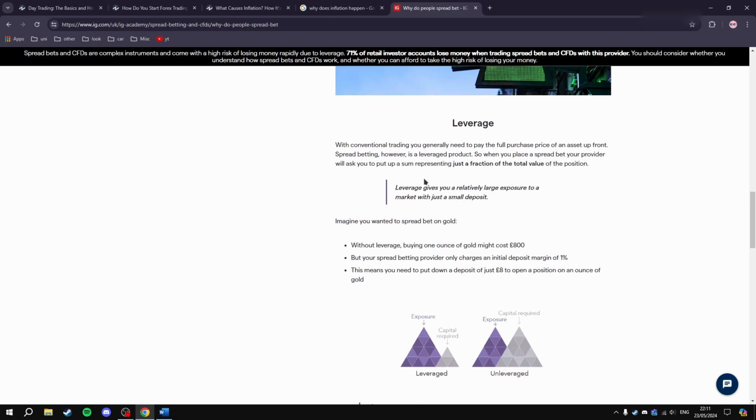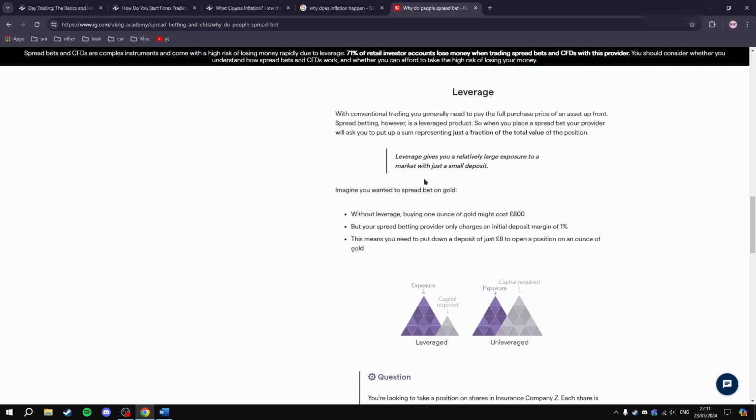Leverage. With conventional trading, you generally need to pay the full purchase price of an asset up front. Spread betting, however, is a leverage product, so when you place a spread bet your provider will ask you to put up a sum representing just a fraction of the total value of the position. Leverage gives you a relatively large exposure to a market with just a small deposit.